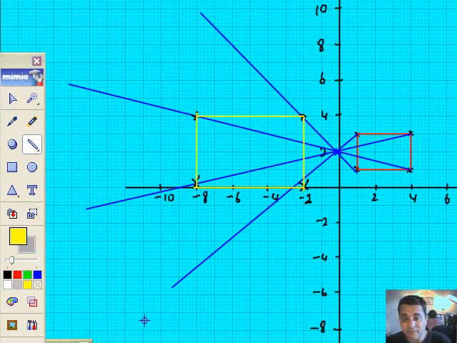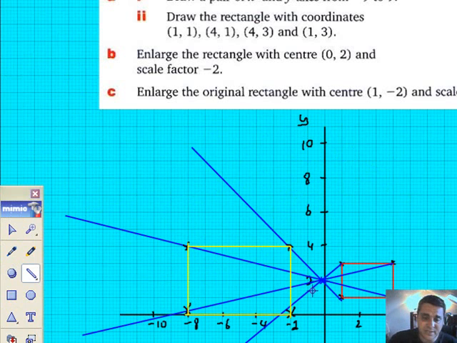I've done my enlargement of -2. As you can see, a base of 3 units becomes a base of 6 units from -8 to -2. That's a range of 6 units. A height of 2 units becomes a height of 4. So it's definitely twice as big, but in the negative scale factor direction. Alright, so that's how it would look.